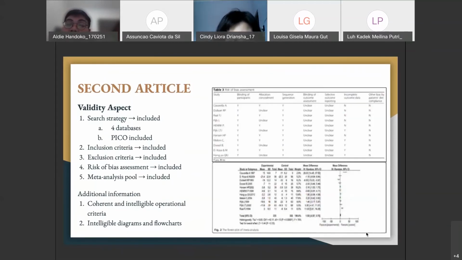For the risk of bias assessment itself, you can see from table 3 that in this systematic review, they did the risk of bias assessment. And the meta-analysis itself is presented in a forest plot in the study. Next.